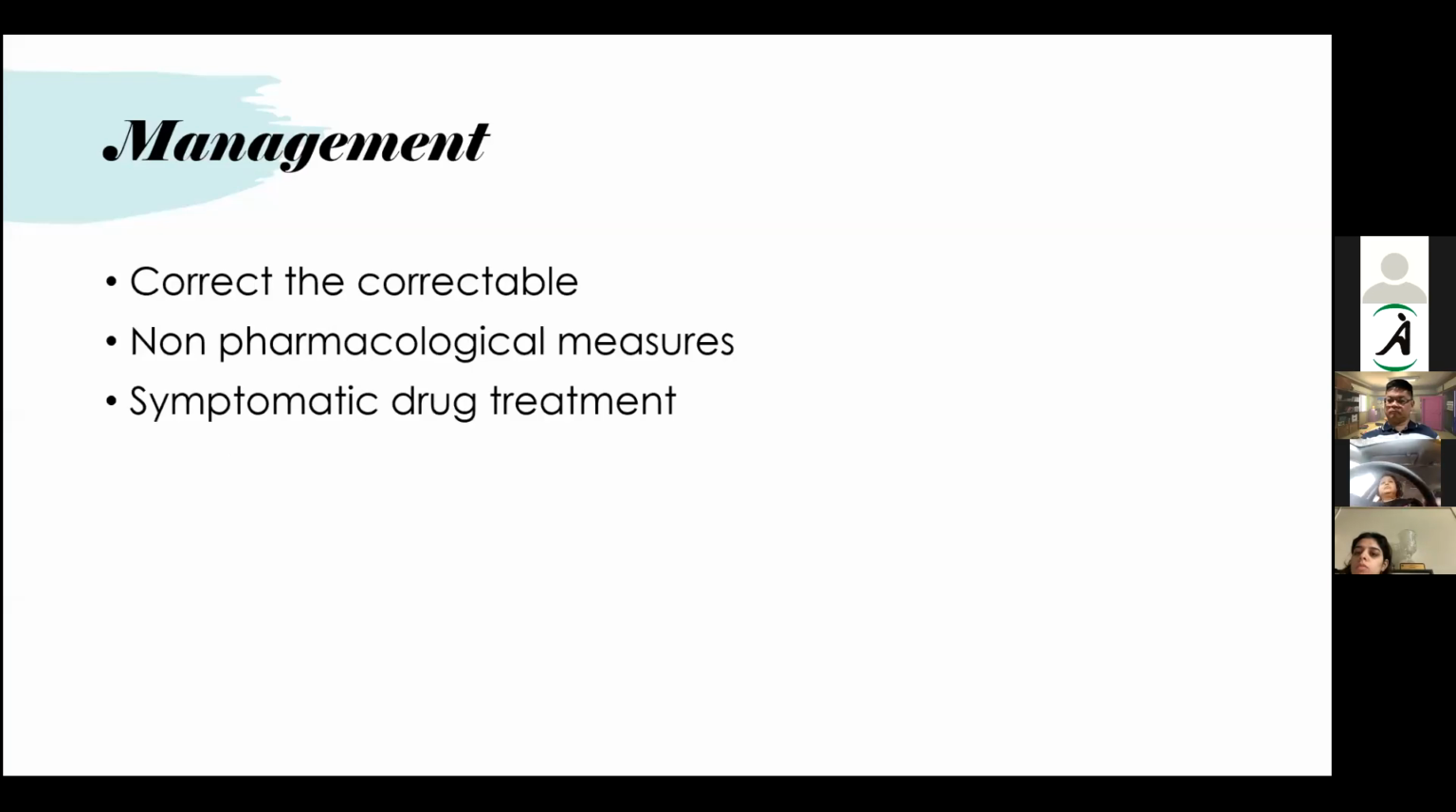Coming to the management. In palliative care, for all symptoms, the management will consist of three principles. One will be correct the correctable, so whatever correctable cause is there, you can correct. Second would be non-pharmacological measures. Third would be symptomatic drug treatment. So this is a universal protocol that we use for all symptoms in palliative care.